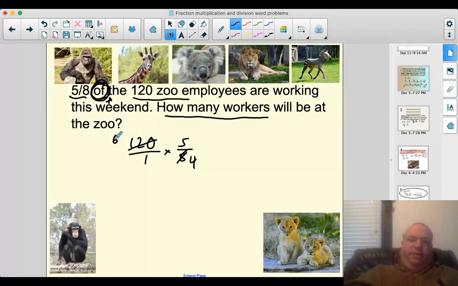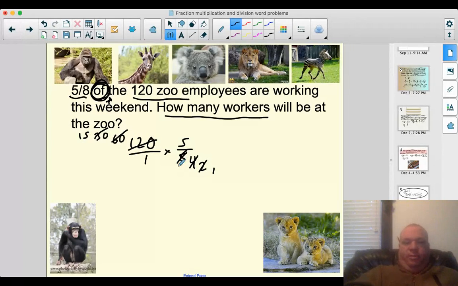120 divided by 2 is 60. Now if you look at these numbers, 60 and 4, they're both still even, so I can divide by 2 again. That becomes 2. That becomes 30. And again, they're still even, so I can go one more time. So 2 divided by 2 is 1. 30 divided by 2 is 15.